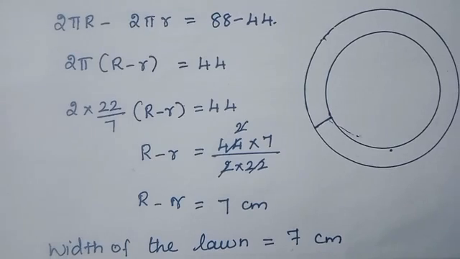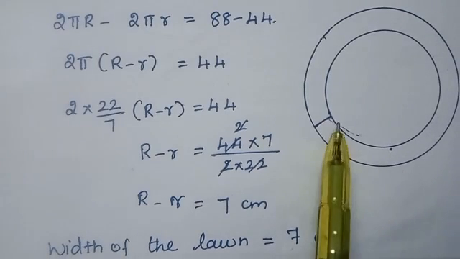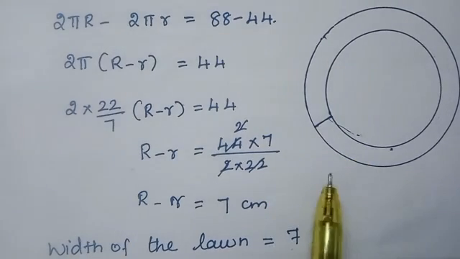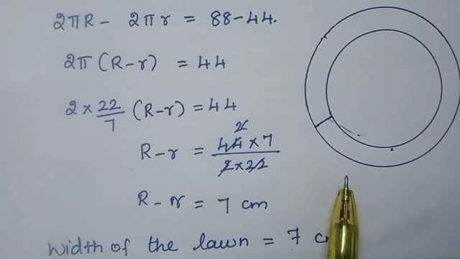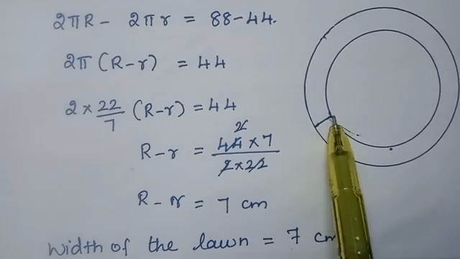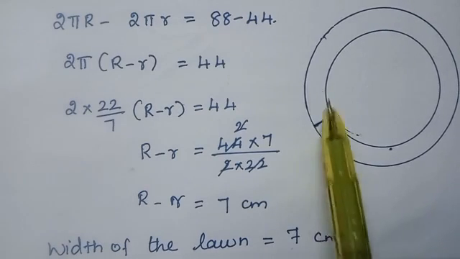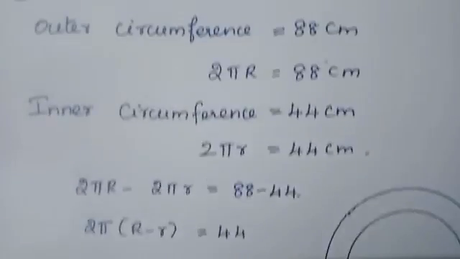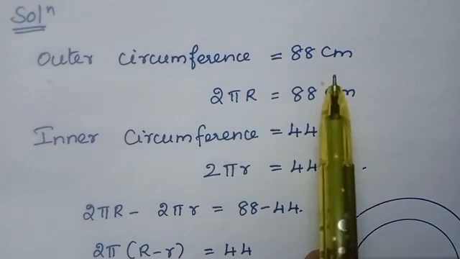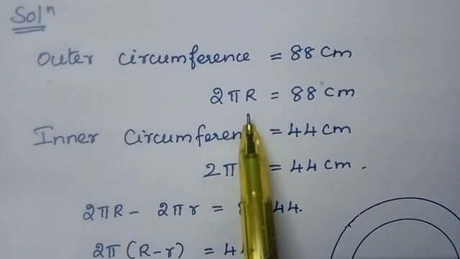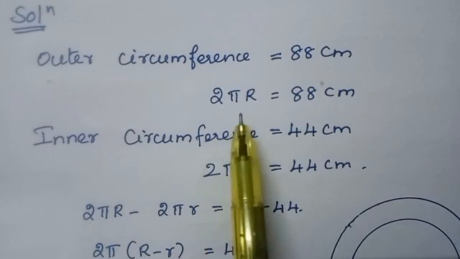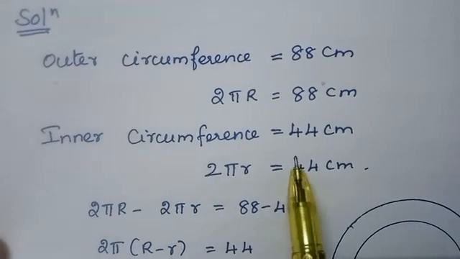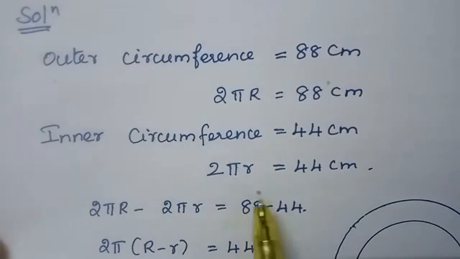Okay. Listen, solution for the circular lawn. Outer circumference of the lawn is 88 centimeter and inner circumference is 44 centimeter. The question is, we have to find out the width of this lawn, and we can find it using the difference between the two circumferences. 2 pi R minus 2 pi r equal to 88 minus 44 centimeter. Then from this we can take 2 pi outside, because 2 pi is common for both terms. So 2 pi into capital R minus small r equal to 44 centimeter.